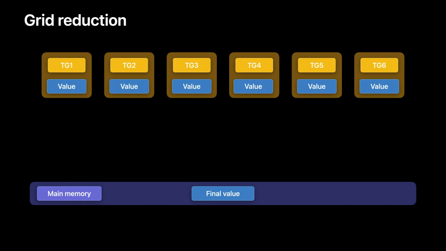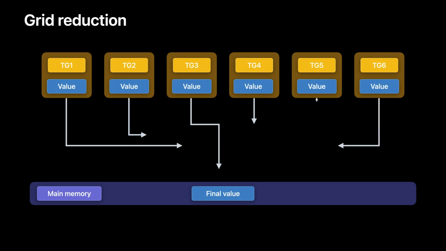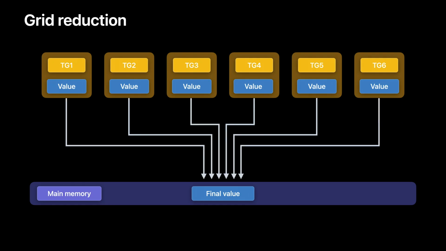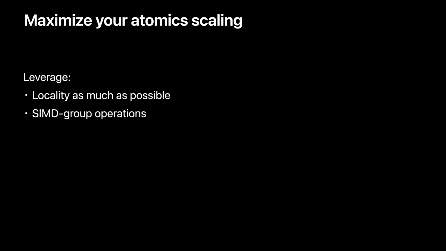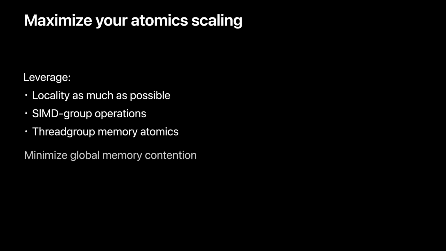Now that each thread group has been reduced to a single value, one thread per thread group can perform a single atomic in main memory. Not only does this require only one atomic per thread group, but since thread groups complete at different times, it scatters atomics over time, reducing memory contention even further. To recap, to maximize atomics effectiveness, try to leverage memory locality. Try to use SIMD group operations as well as leverage thread group memory atomics. All these should greatly help reduce atomic operation pressure that prevents scaling.